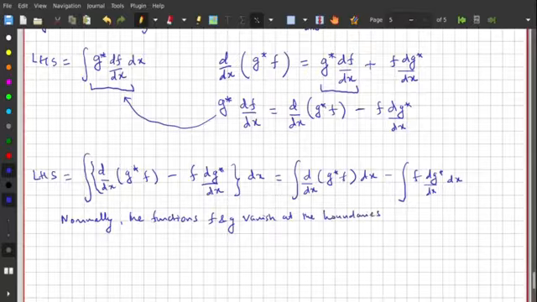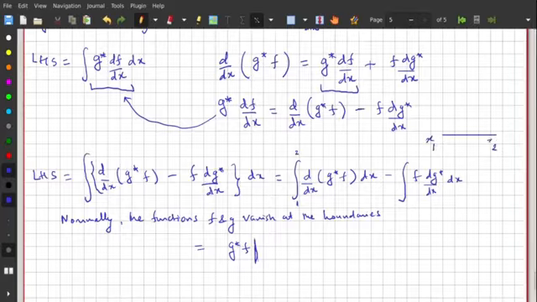Okay, so therefore you will see this term goes to 0, because this becomes just g star f at the boundaries. So let's say this is integrated between 2 points 1 and 2, and that is the boundary. Let's say that is the domain boundary. This is the point 1, 2. Let's call that x1 and x2. So at these 2 points, the functions themselves have to vanish. So f of x1 has to be 0, f of x2 has to be 0.